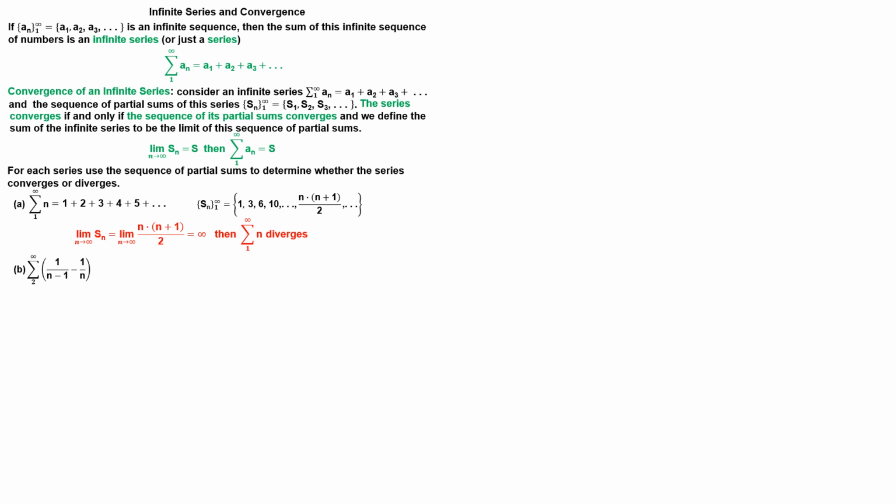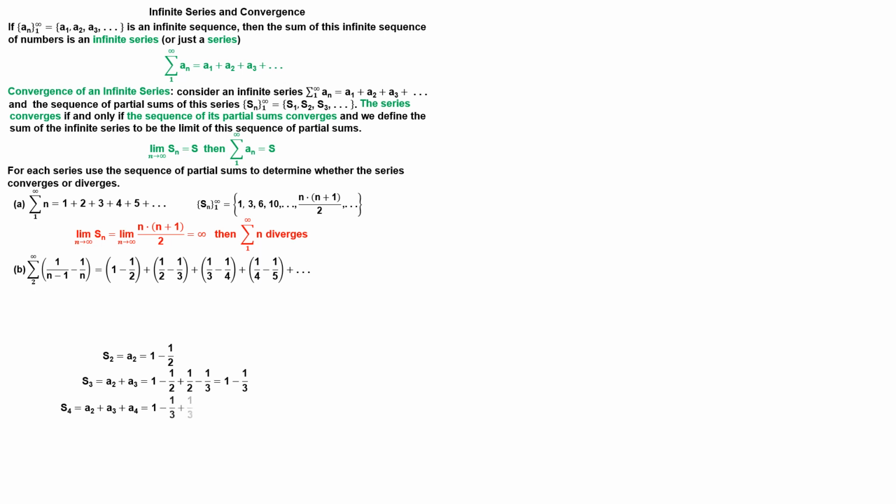So let's get started. We need to find the formula for the partial sums. So we start by writing the first few terms of the series, and then we do the same for the partial sums. Notice that every term except the first and last term is cancelled. A telescoping series is one in which most of the terms cancel in each of the partial sums, leaving only some of the first terms and some of the last terms.